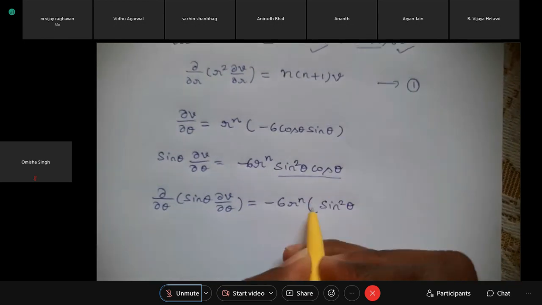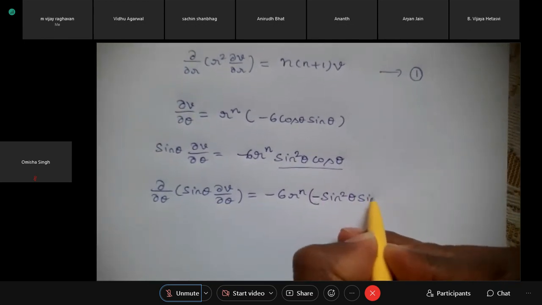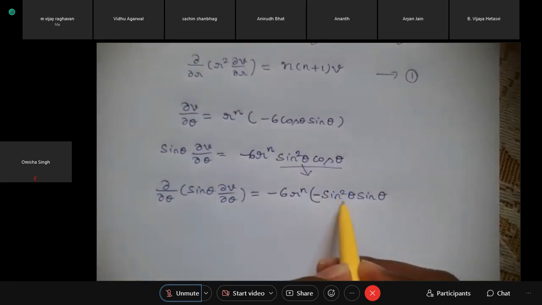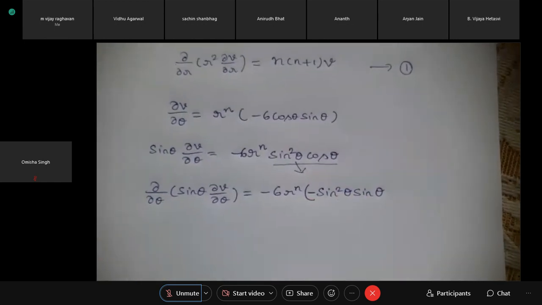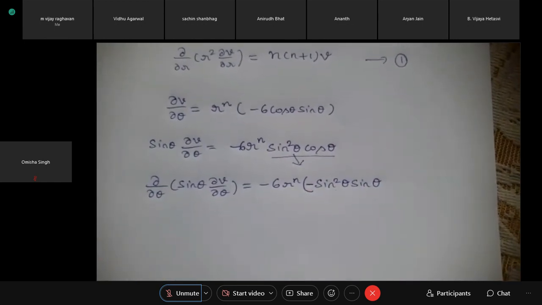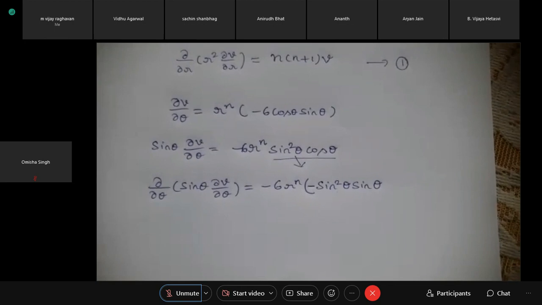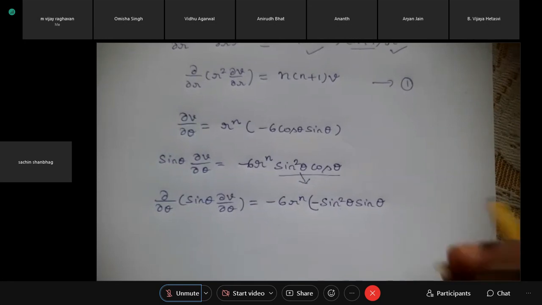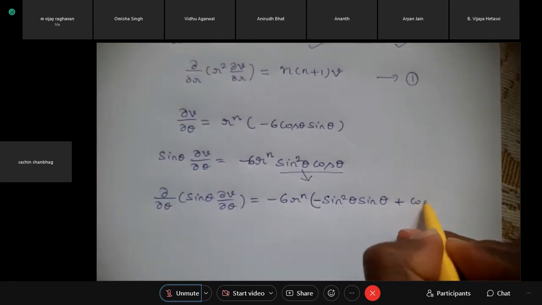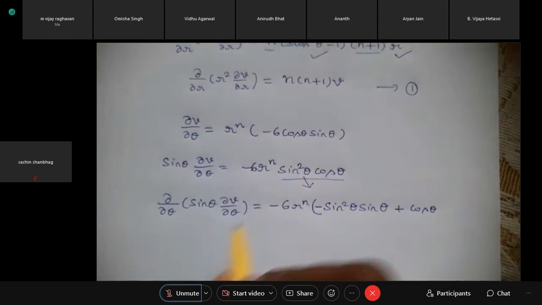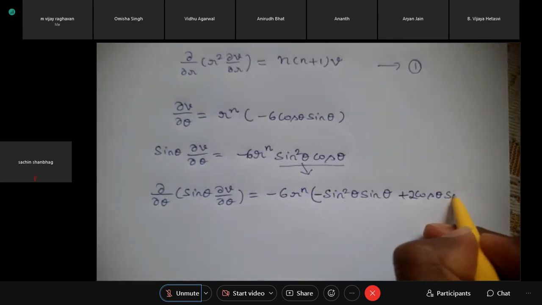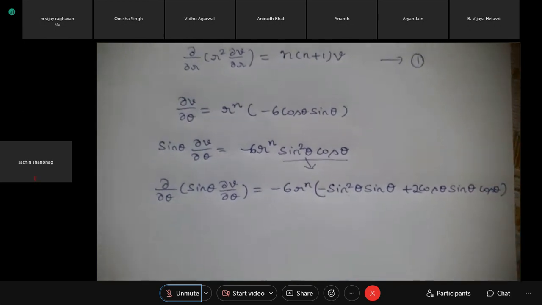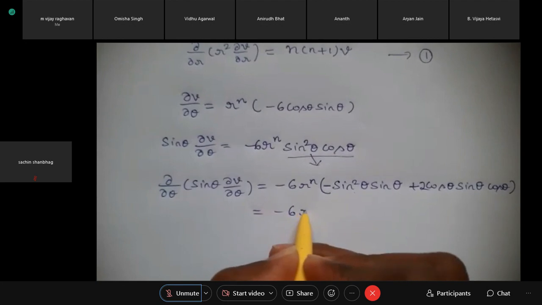Product rule. Sine square theta as it is. Differentiation of cos theta will become minus sine theta. Am I correct? Product rule: first function kept as it is into differentiation of cos theta, which is minus sine theta. I hope it is correct. Yes, sir. Should I stop the differentiation or continue? We have to continue for sine square theta. Second term kept as it is. Differentiation of sine square theta will become 2 sine theta into differentiation of sine theta, which will give us cos theta.